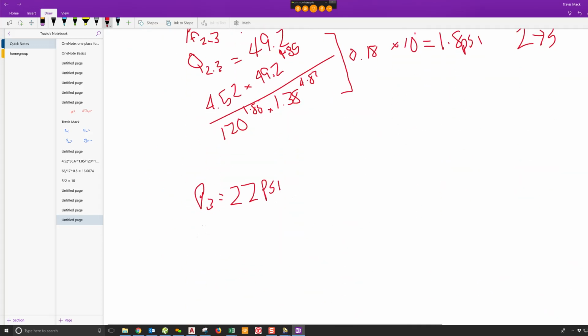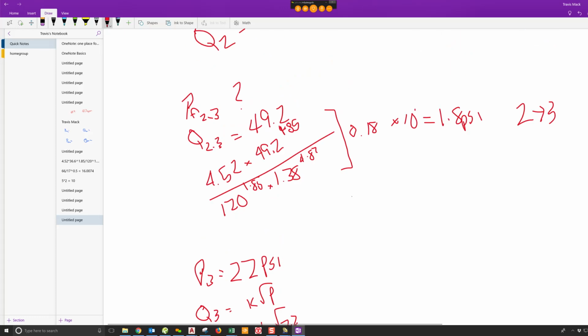Okay. Now we have to figure out the flow coming out of point 3. So we'll say that the flow coming out of 3 is just K times the square root of P, which equals 5.6 times the square root of 22. Q3 equals 5.6 times the square root. You get 26.3.